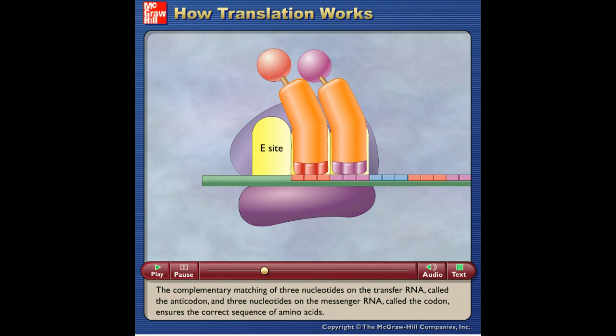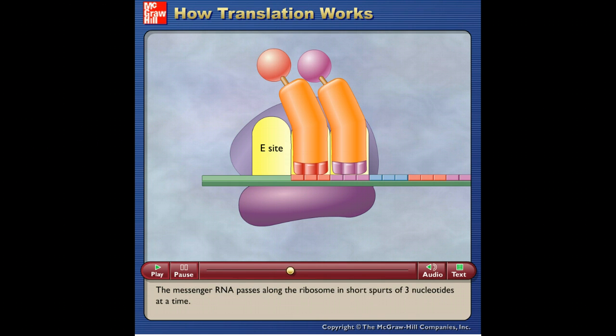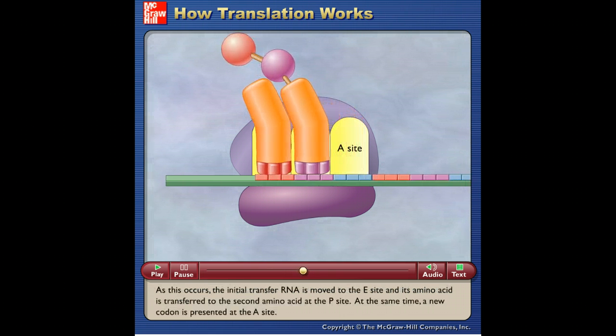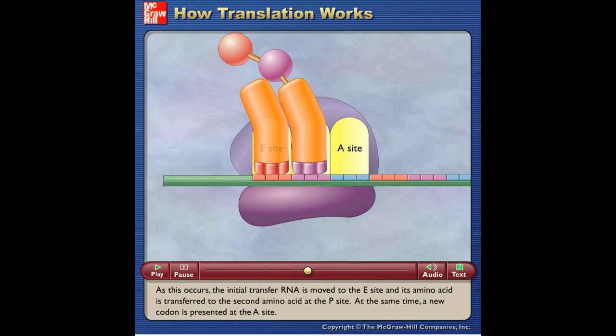The complementary matching of 3 nucleotides on the transfer RNA, called the anticodon, and 3 nucleotides on the messenger RNA, called the codon, ensures the correct sequence of amino acids. The messenger RNA passes along the ribosome in short spurts of 3 nucleotides at a time. As this occurs, the initial transfer RNA is moved to the E site, and its amino acid is transferred to the second amino acid at the P site. At the same time, a new codon is presented at the A site.